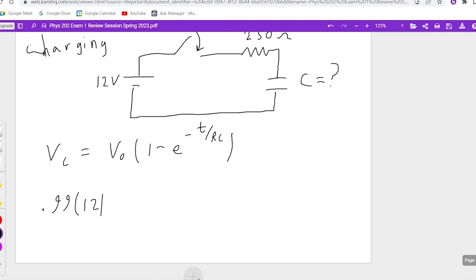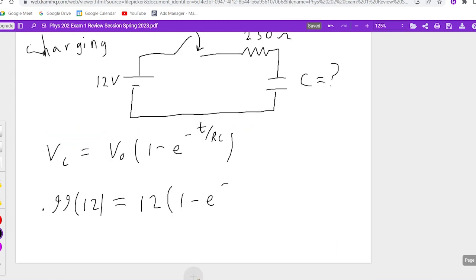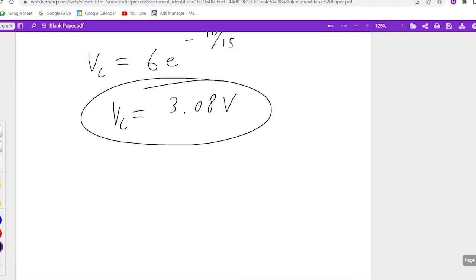0.99 times 12 equals V naught, which is the original 12, times (1 minus e to the negative...). The time here is 3 because they want us to charge it in 3 seconds. So 3 divided by the resistor, 250, and C is what we're solving for. Now notice that the 12s will cancel with each other. That's nice.